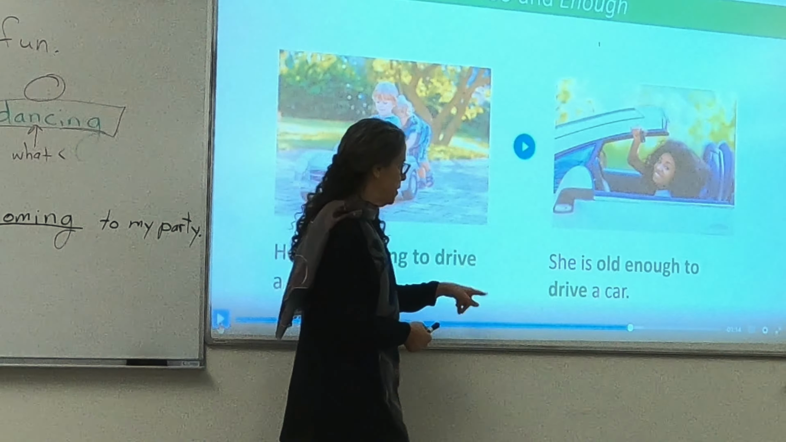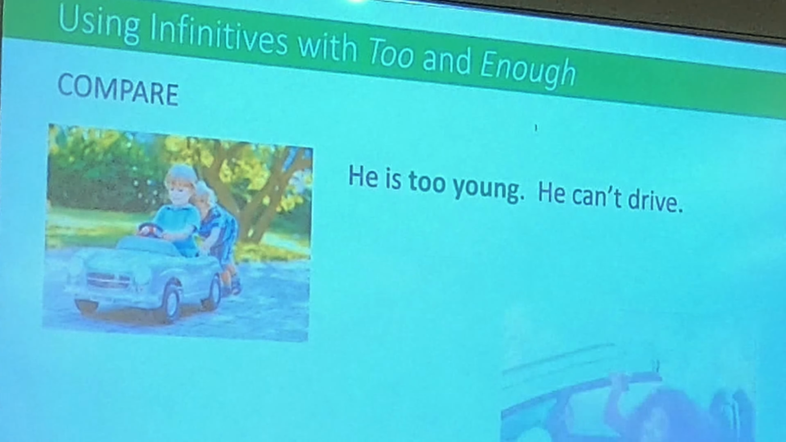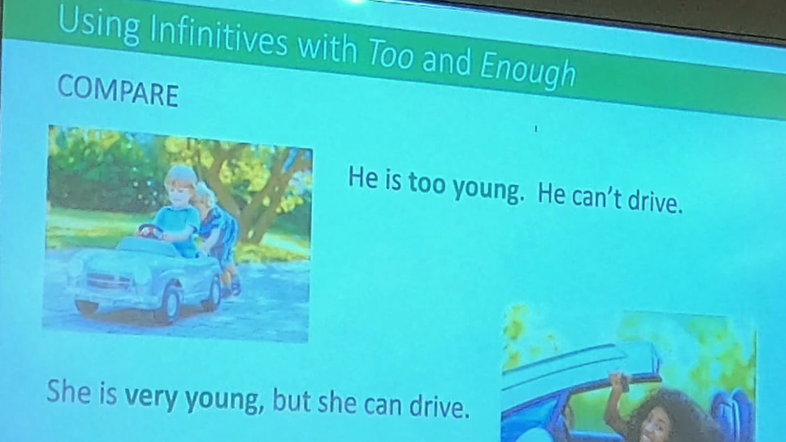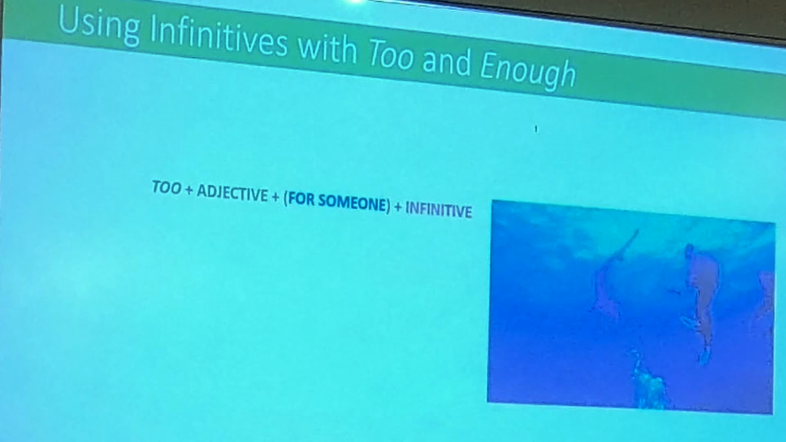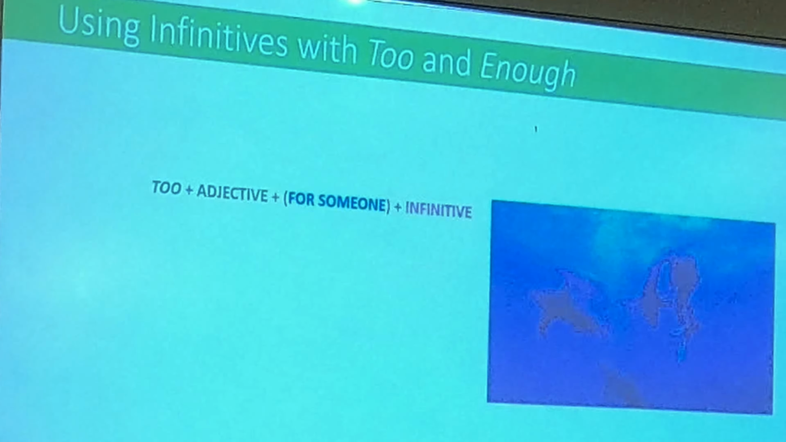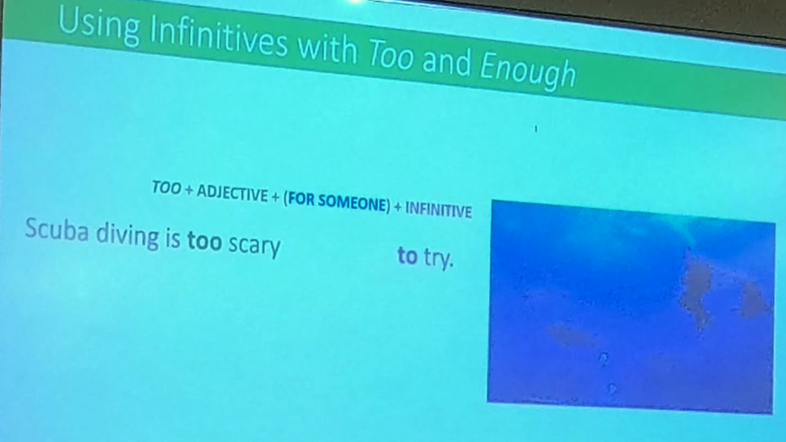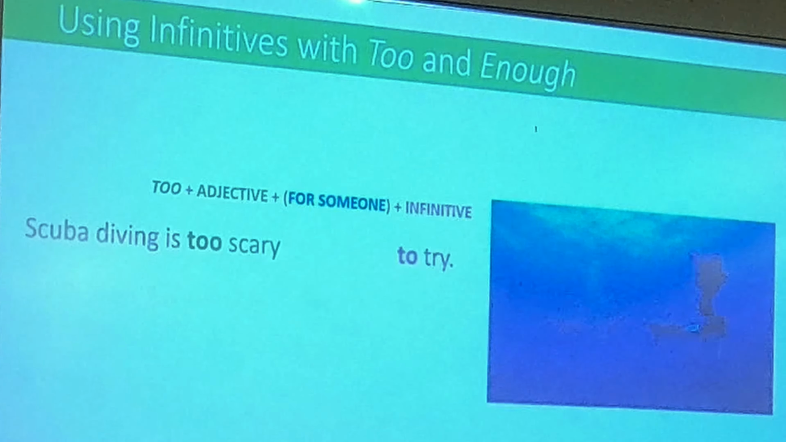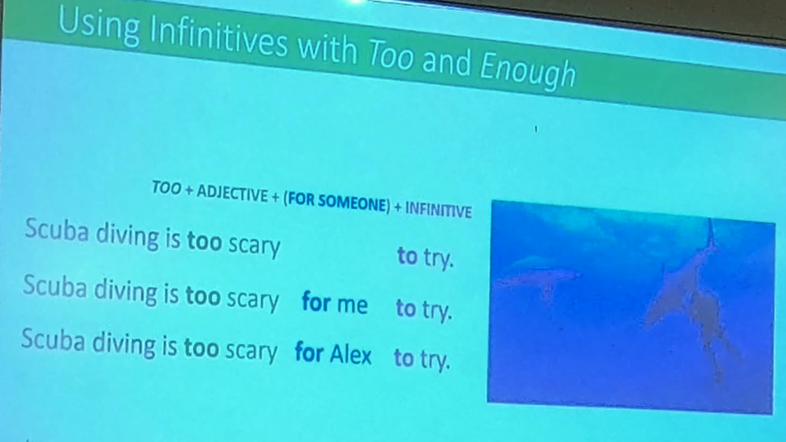Too adjective to, infinitive. Too has a negative meaning. Very does not have a negative meaning. Compare the two sentences with too and very. He is too young. He can't drive. She is very young, but she can drive. Sometimes we use the pattern too plus adjective plus for someone plus infinitive, as in the examples. Scuba diving is too scary to try. Scuba diving is too scary for me to try. Scuba diving is too scary for Alex to try.